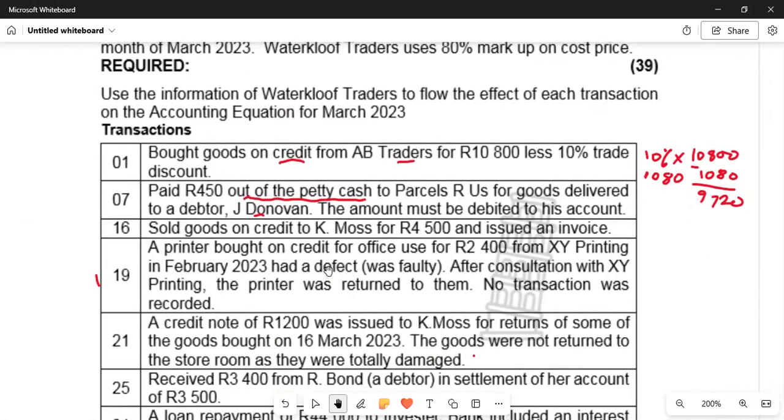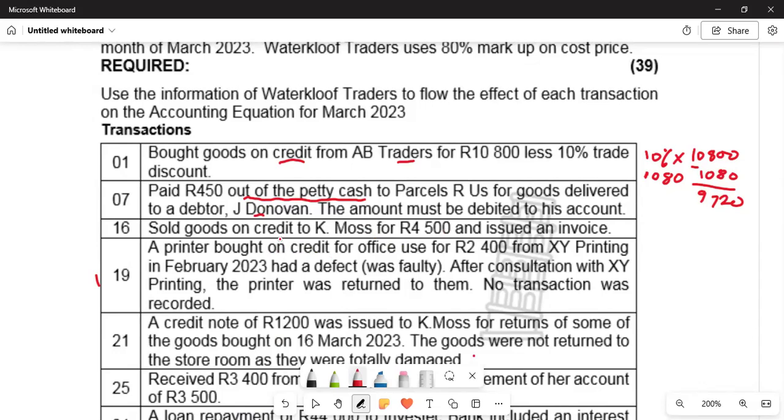Now we are on the transaction that took place on the 16th, which reads as follows: sold goods on credit to K. Moss for 4,500 and issued an invoice. So you sold the goods on credit to K. Moss for 4,500 and issued an invoice. So what are we going to have on the 16th?